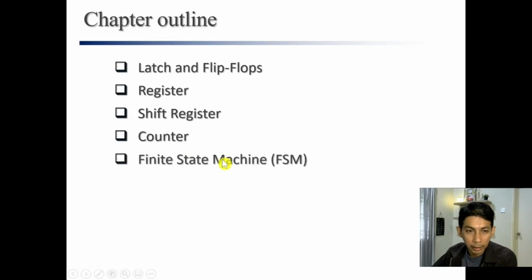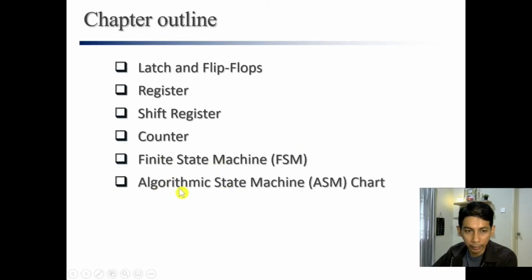And last but not least is the finite state machine, or what we call the FSM. This is the core of this course also, because after this we will use this finite state machine a lot in the design in chapter 5 and chapter 6. And we will look at what we call the ASM, or algorithmic state machine. This is actually the method to design the finite state machine.